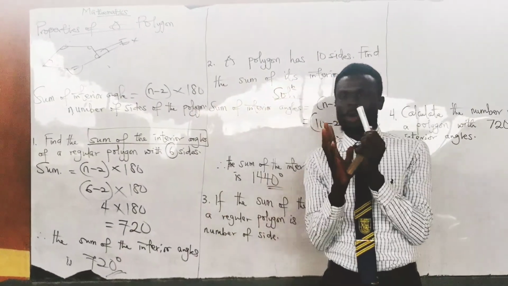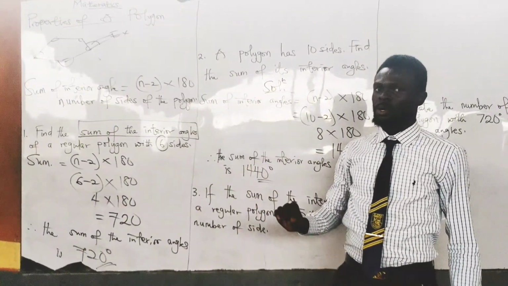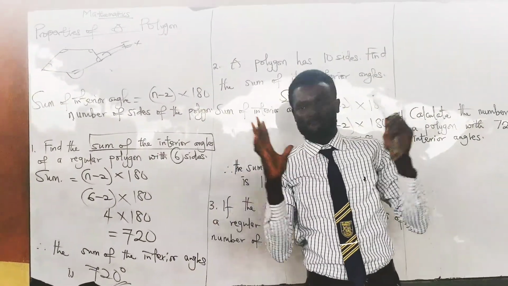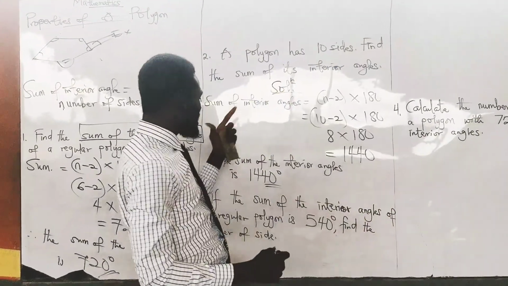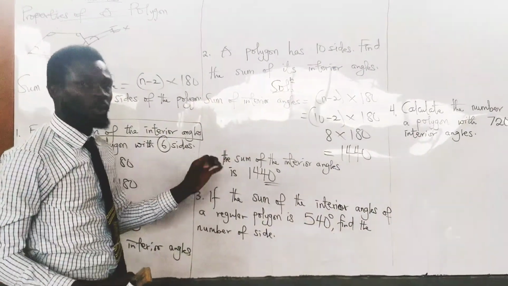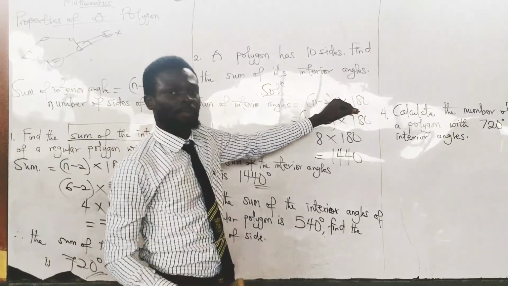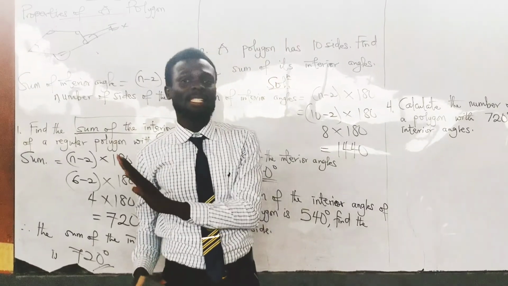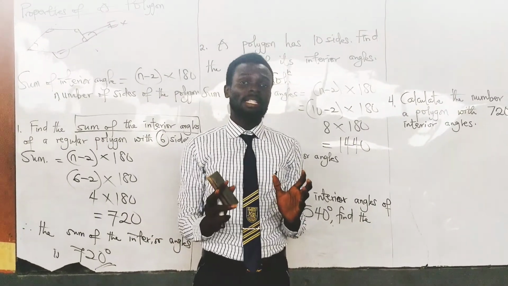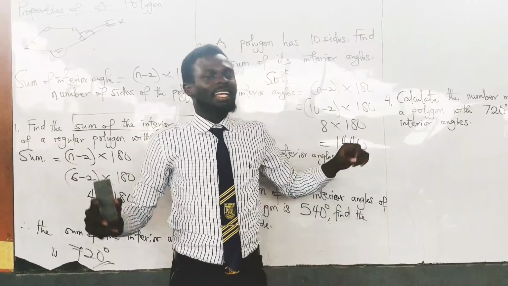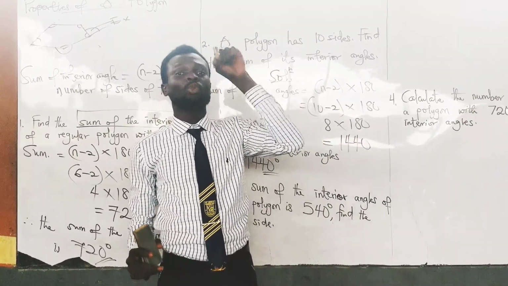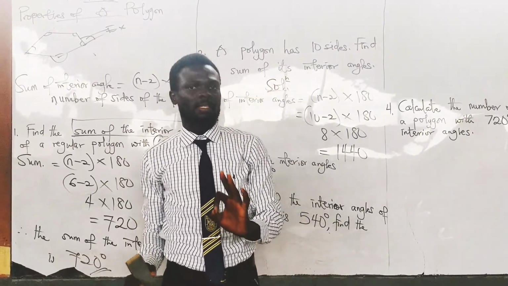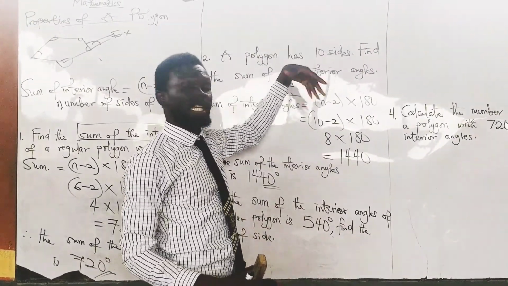The sum of the interior angles means the angles inside the polygon all put together. What you should know is the formula. Once you have the formula that n minus 2 times 180 is the formula for the sum of the interior angles, then we are free. Then when you are reading the question, try to locate the n, which is the number of sides.